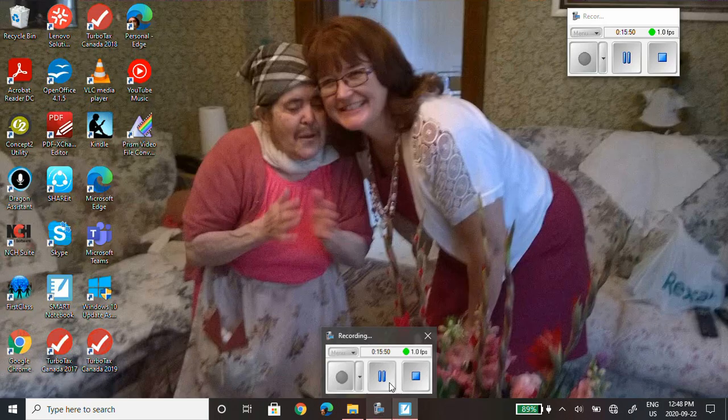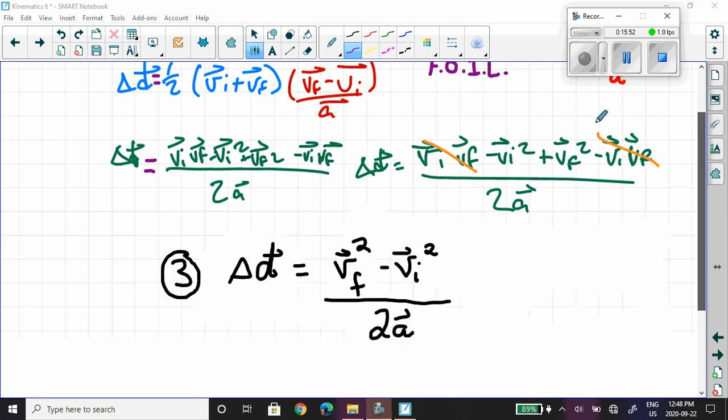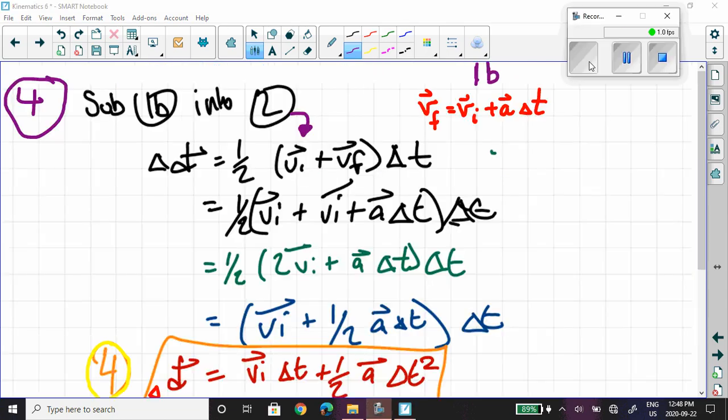And we've got more equations to make. Okay, we're going to make a fourth equation. How are we going to do that? Well, we're going to substitute equation 1b. Here's equation 1b. There it is. Vf is equal to Vi plus a delta t. Final velocity is equal to initial velocity plus the acceleration multiplied by the time.